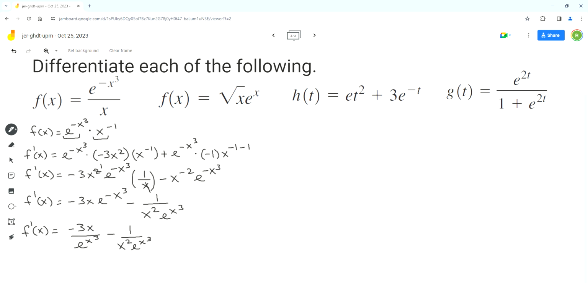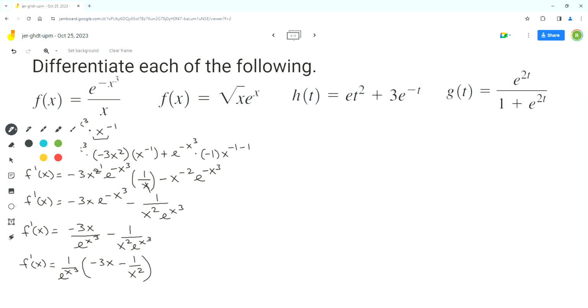Now we can also factor out e exponent x cubed from both fractions, but you can also leave it like this, it should be fine. But if you want to factor out the e exponent x cubed from both terms, then the final answer will be 1 over e exponent x cubed, and then in parentheses it will be negative 3x minus 1 over x. So this can be the final answer for the derivative of the first function.